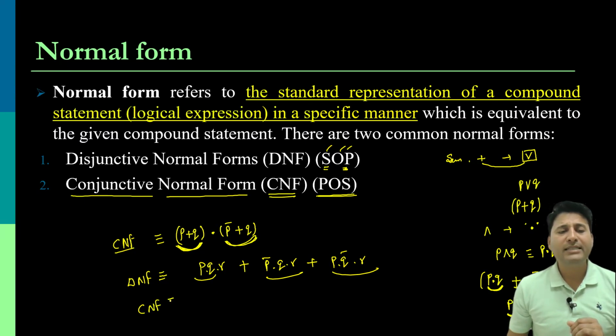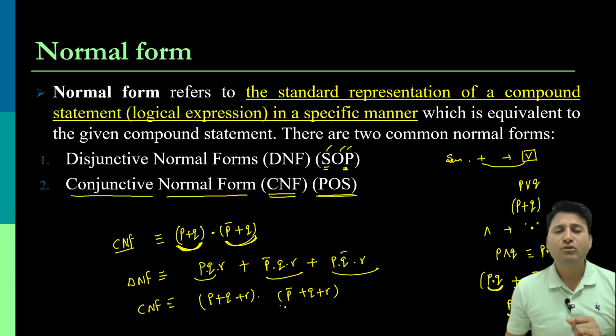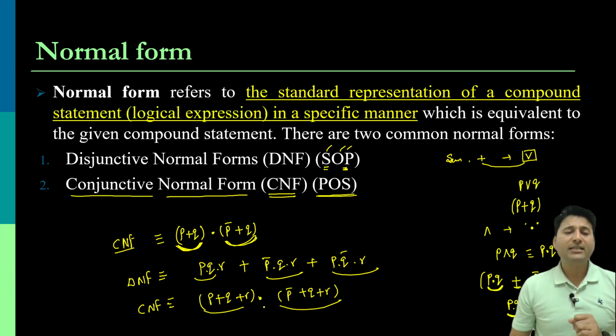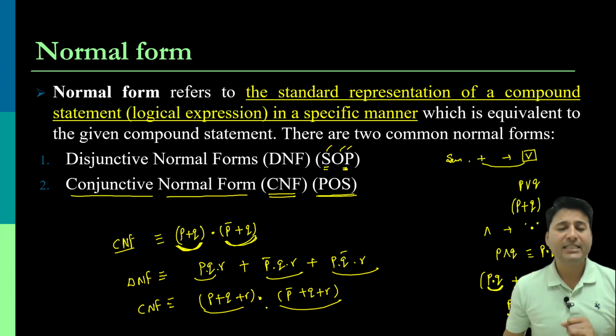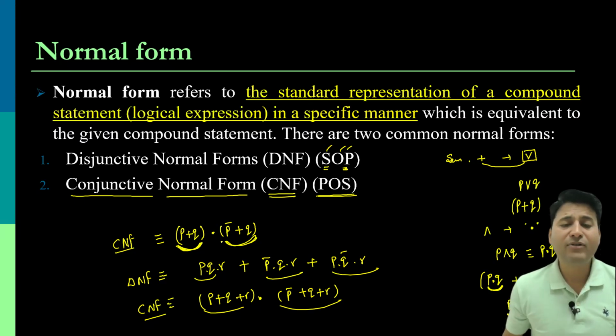Similarly, if you want to write a CNF for three variables, it may be P plus Q plus R, then P complement plus Q plus R. So these are the sums, and they are multiplied with each other, that is, using the AND connective between them. So that is CNF. Understood?